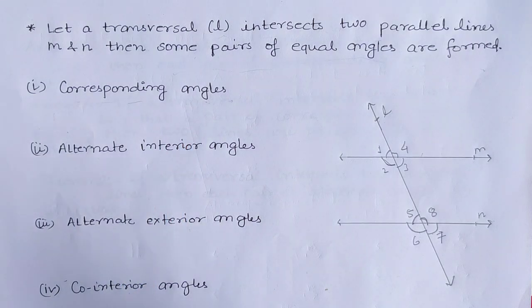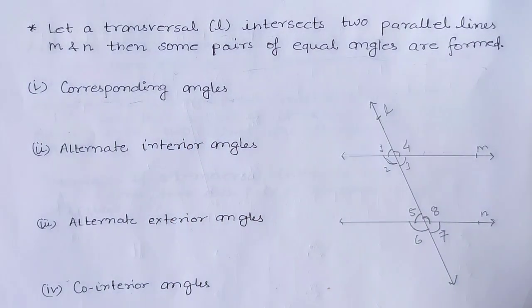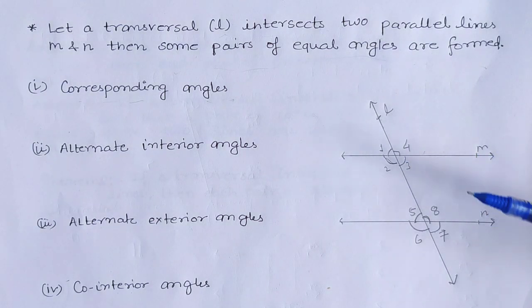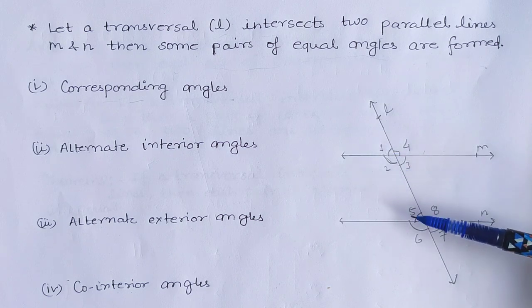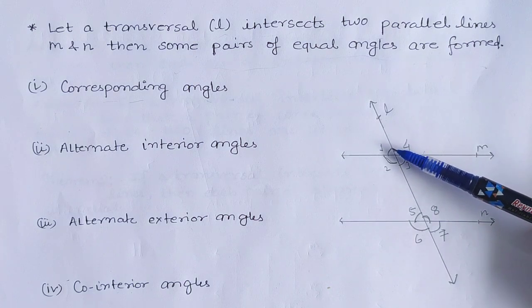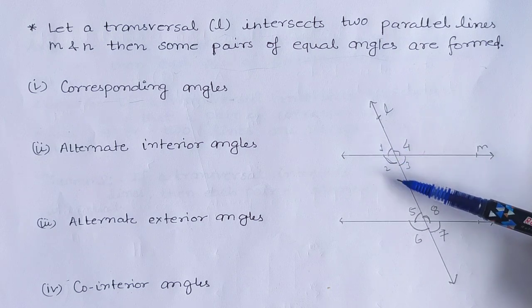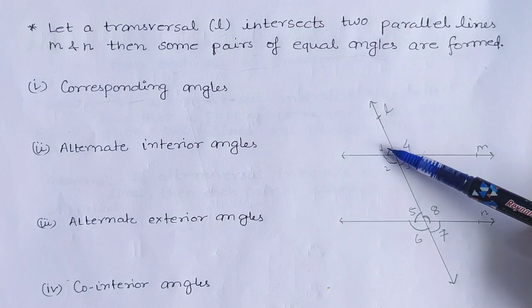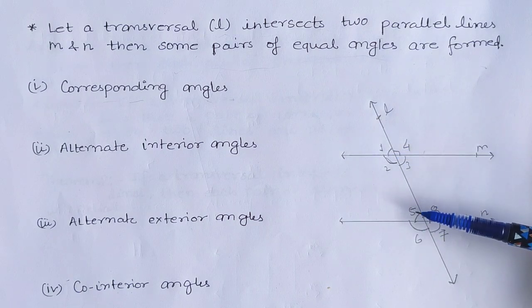Okay, so in this figure we can say that the angles which are on the same side of the transversal are corresponding. Angle 1 is corresponding to angle 5. Same side of the transversal means if we are looking at the left hand side of the transversal, then angles 1, 2, 5 and 6 are there. Above the line, angle 1 is from here and angle 5 is from here. So these two angles are corresponding.